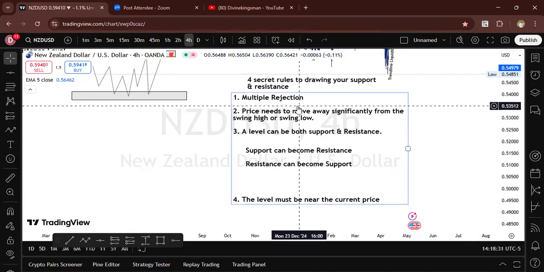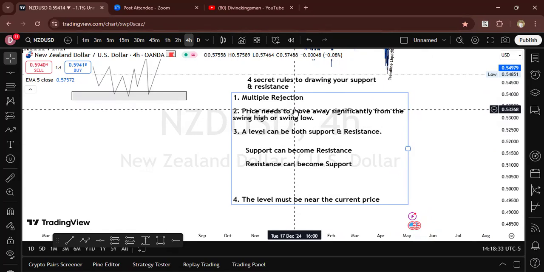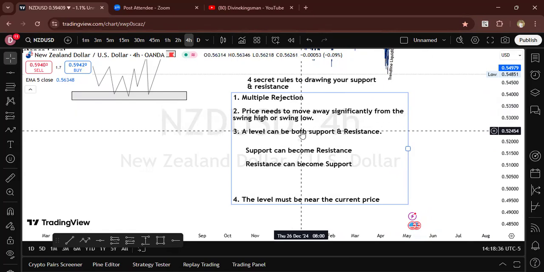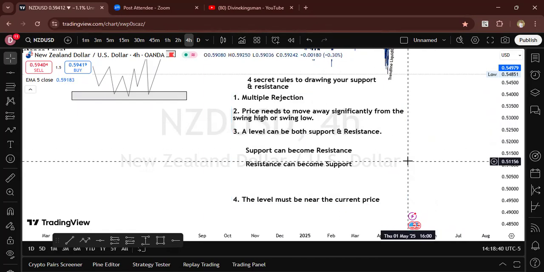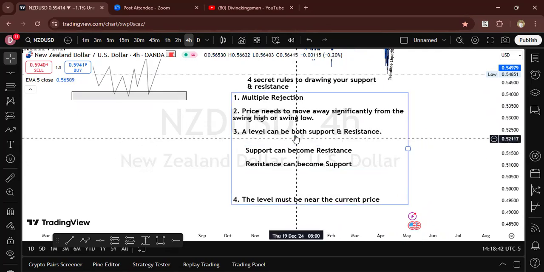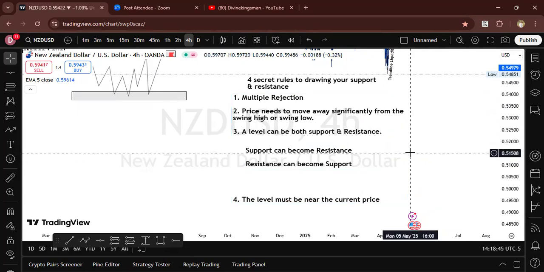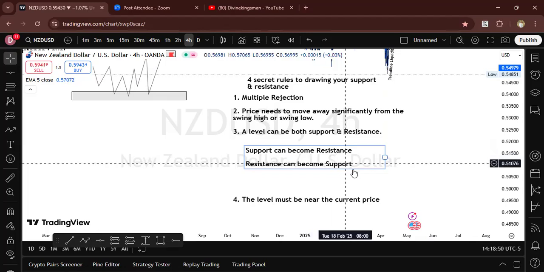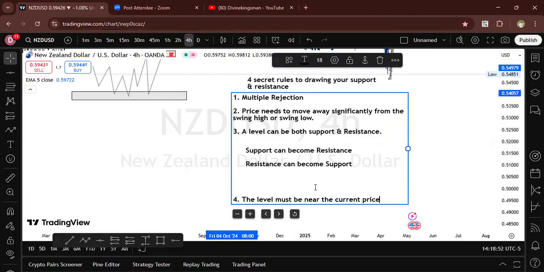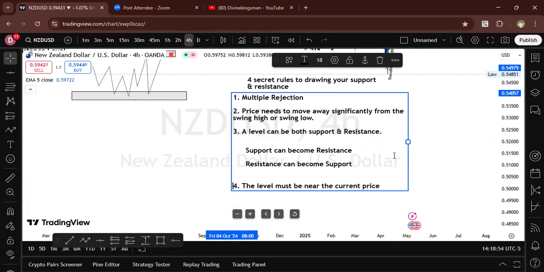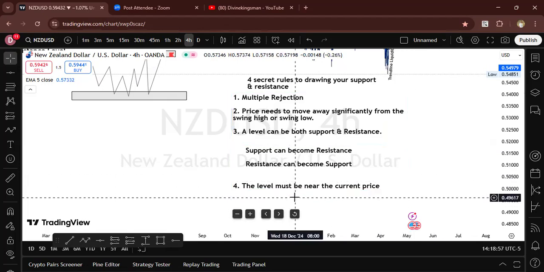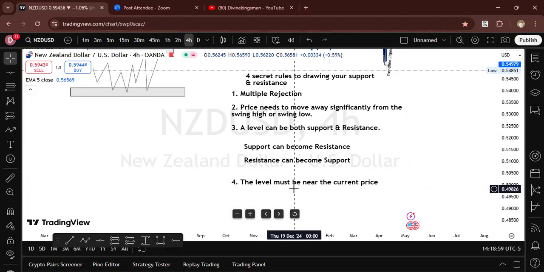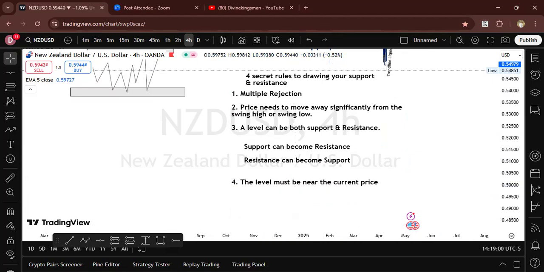So the first secret we have here is number one, multiple rejections. The second one is price needs to move away significantly from the swing high or swing low, that's support and resistance. The third one is that a level can be support or resistance, where I talk about support can become resistance, while resistance can become support. And then the fourth secret tool is that the level must be near to the current price. I'm going to show this on the chart.